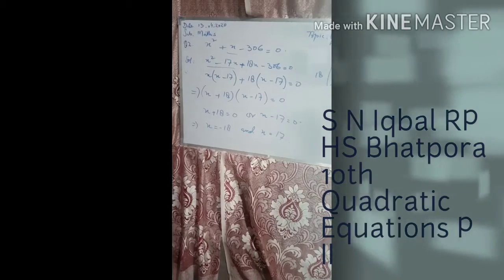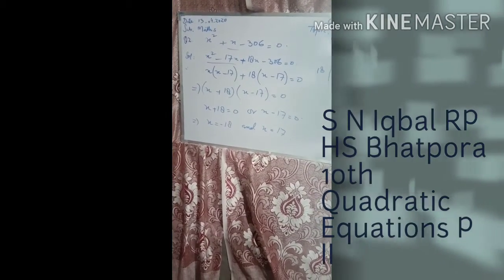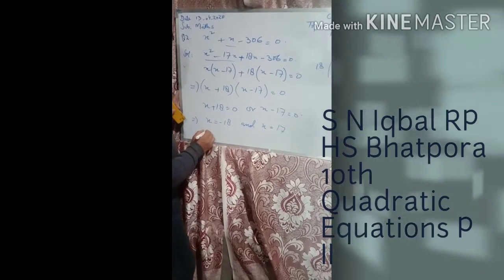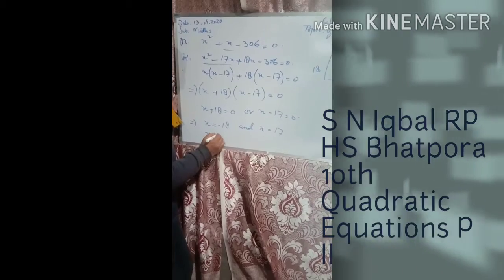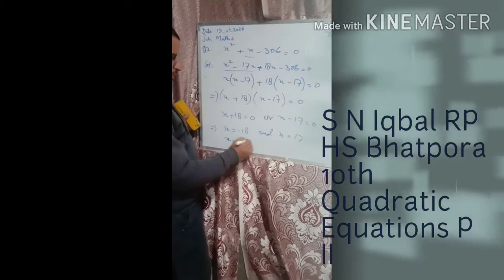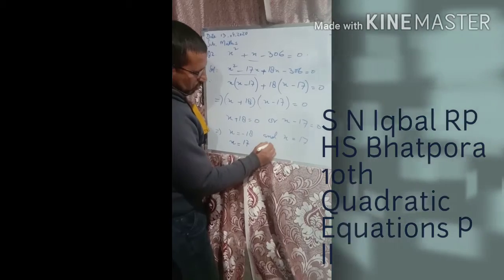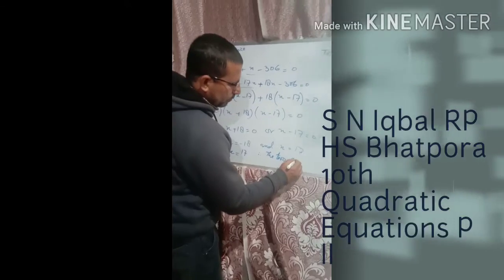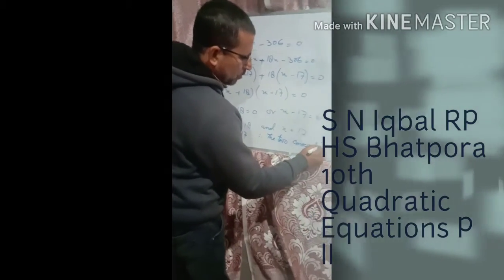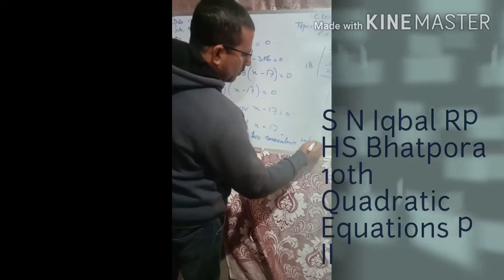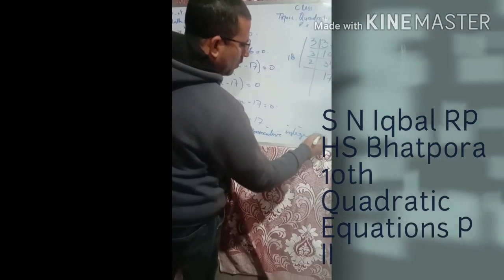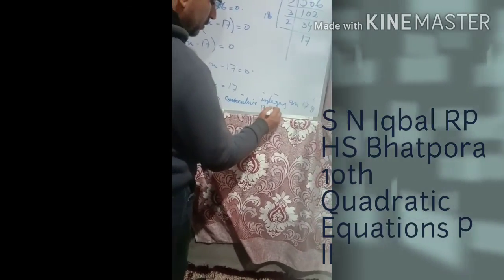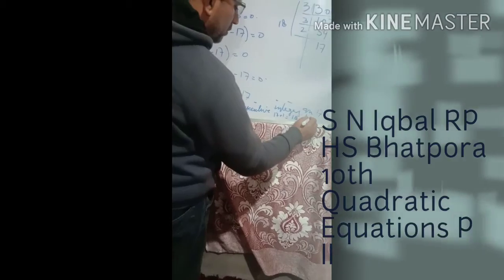Since in the question it is given that the consecutive integers are positive integers, we will take 17 as the value of x. Therefore the two consecutive integers are 17 and 17 plus 1, that is 18. This is your answer.